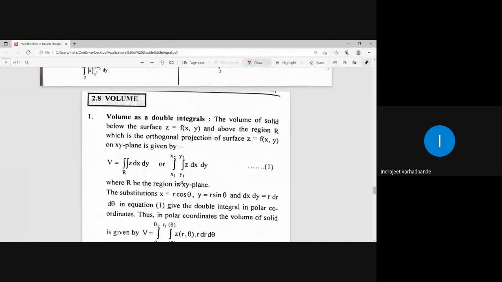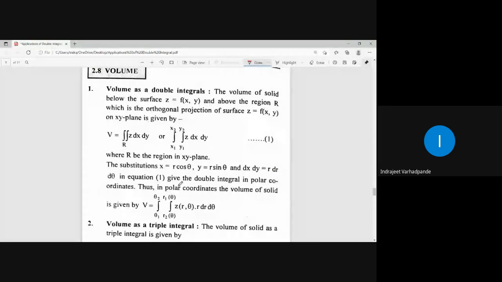The last portion in the application of double integral is discussion about the volume. So in the volume, as I said, we will be having the simplification by two different ways. One of them you can express with the help of the double integral, and lastly with the help of the triple integral. So basically we will be interested in evaluating the volume as a double integral.